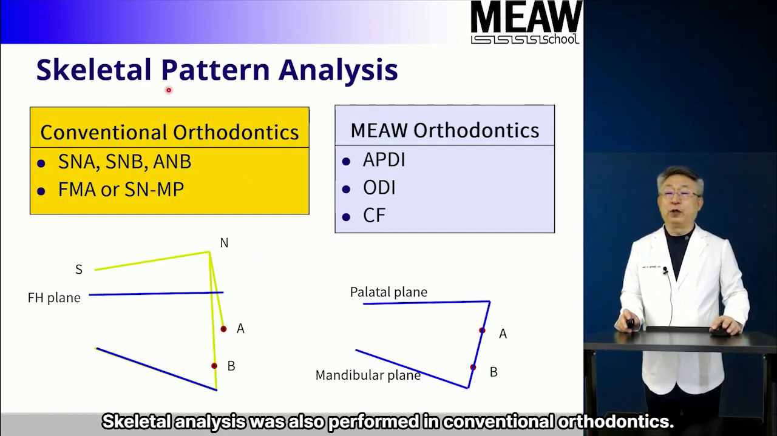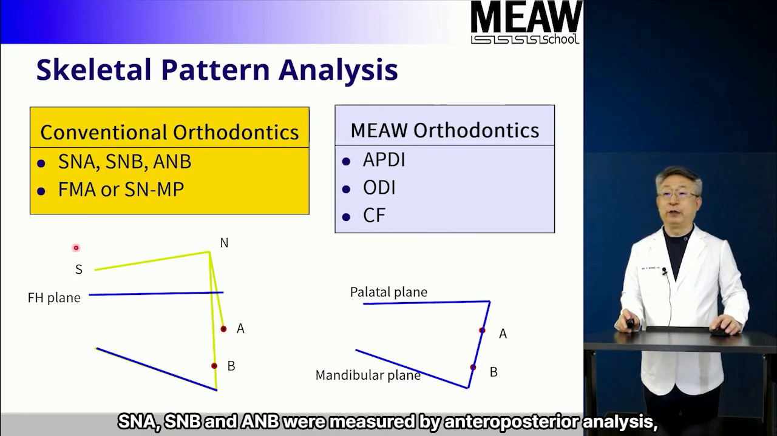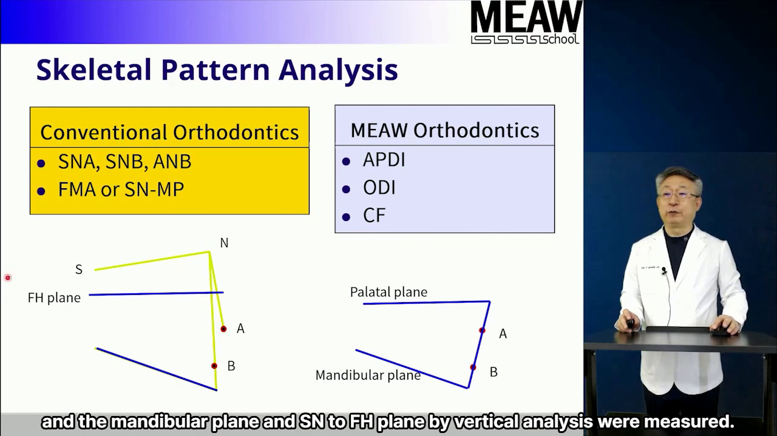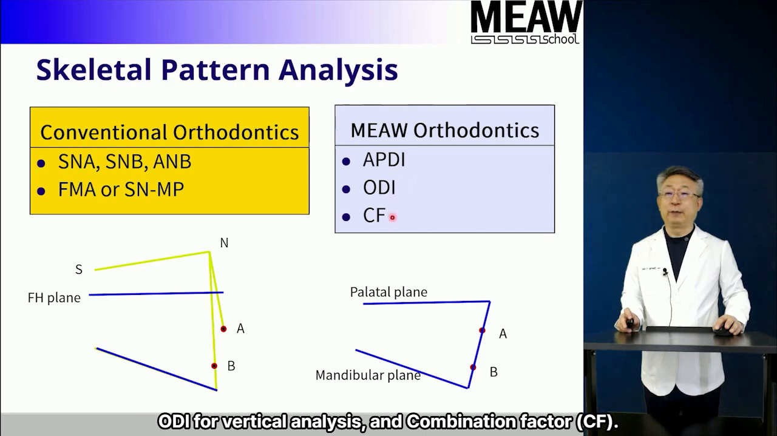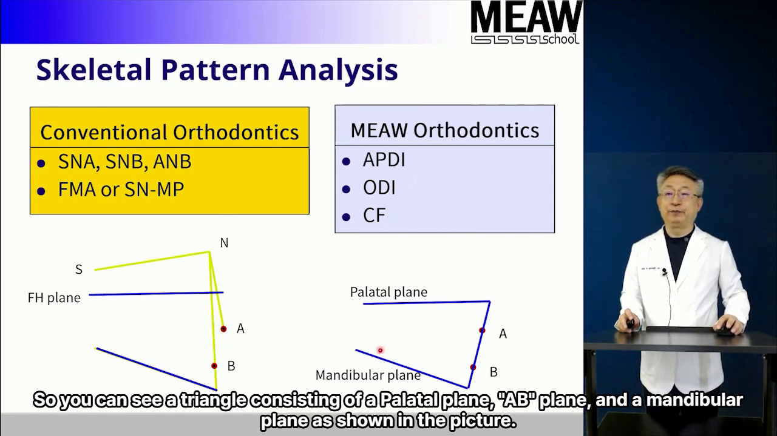Skeletal analysis was also performed in conventional orthodontics. SNA, SNB, and ANB were measured for anteroposterior analysis, and the mandibular plane and SN to FH plane were measured for vertical analysis. MEAW orthodontics measures APDI for anteroposterior analysis, ODI for vertical analysis, and the combination factor CF, so you can see a triangle consisting of a palatal plane, AB plane, and a mandibular plane as shown in the picture.